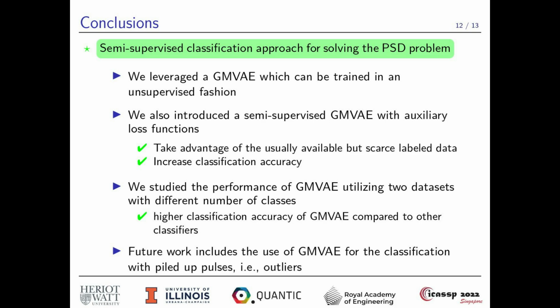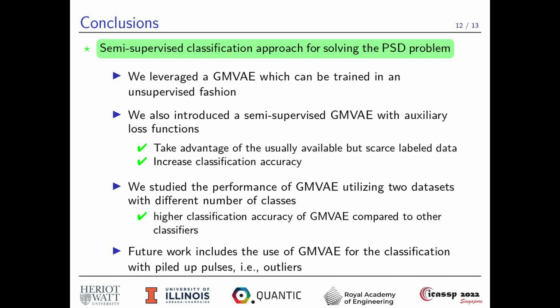We presented a semi-supervised classification approach for solving the PSD problem. Our approach leveraged a GMVAE, which can be trained in an unsupervised fashion. To increase the classification accuracy and take advantage of the usually available but scarce labeled data, we also introduced a semi-supervised GMVAE with auxiliary loss functions.